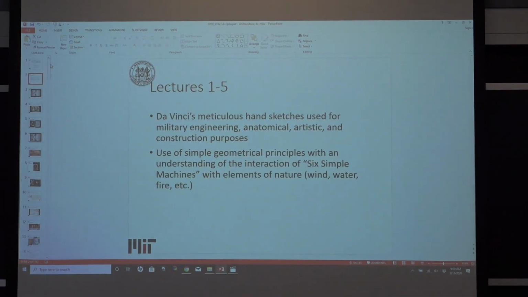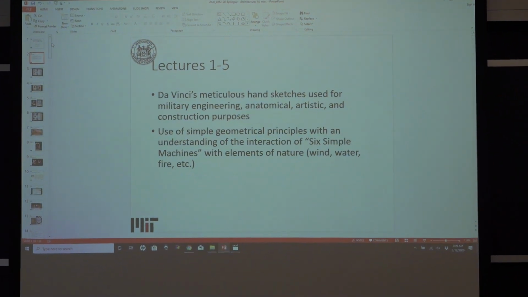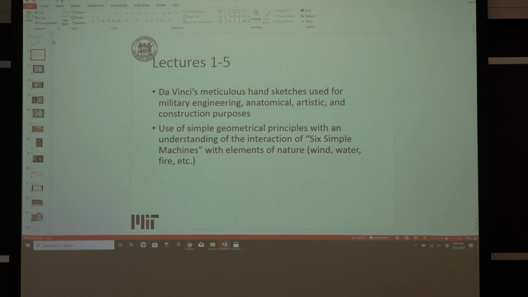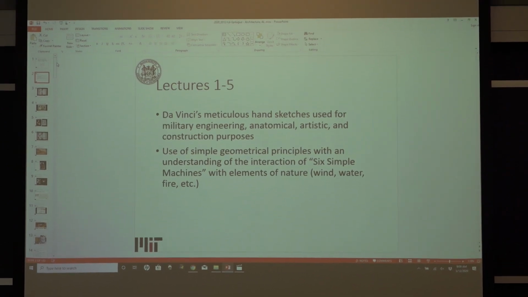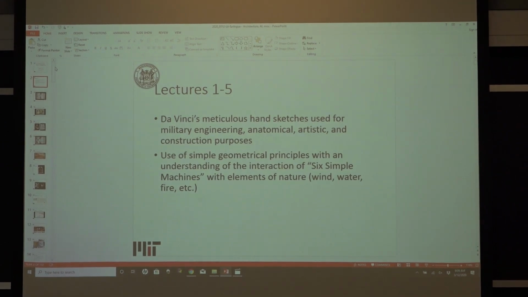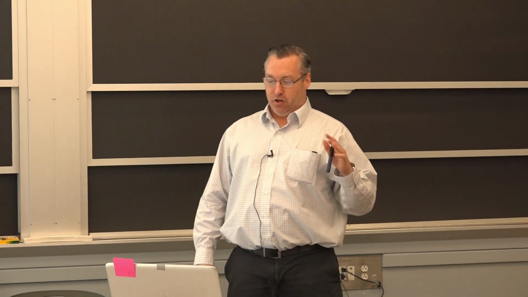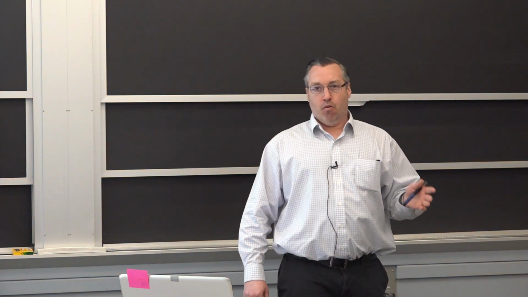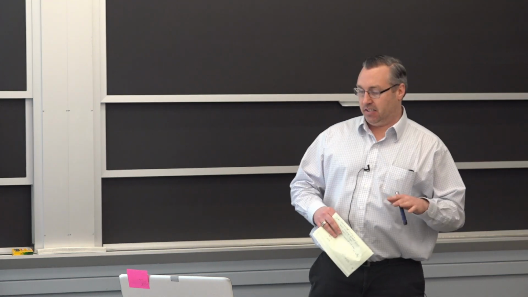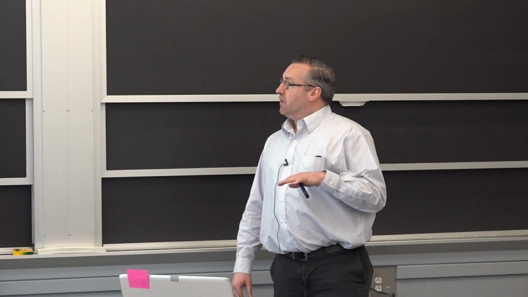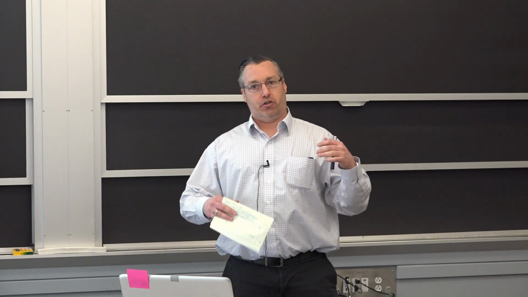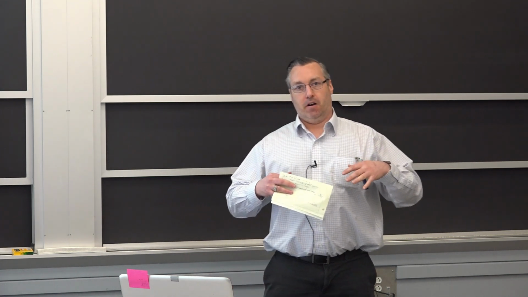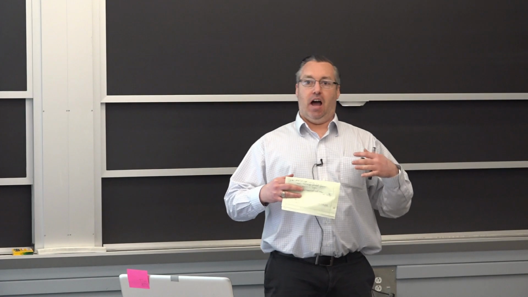We did a lecture on Da Vinci's work with the anatomical drawings and the human body. But one of the things that separated Da Vinci from other people of the time was his meticulous hand sketches. He used them both for artistic work as well as his military engineering drawing and for construction purposes. One of the things we tried to touch upon in these lectures was how Da Vinci used simple geometrical structures for very complicated mathematical ideology.